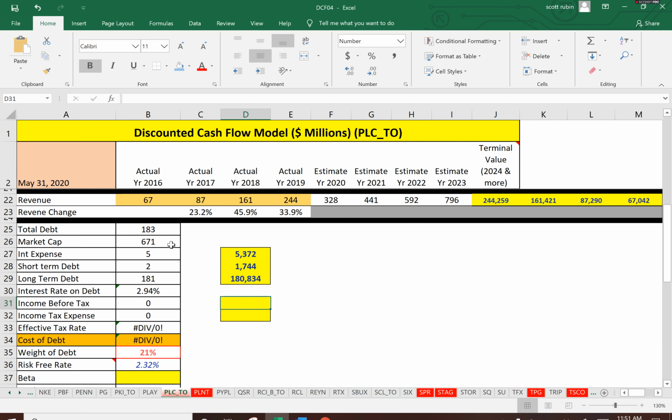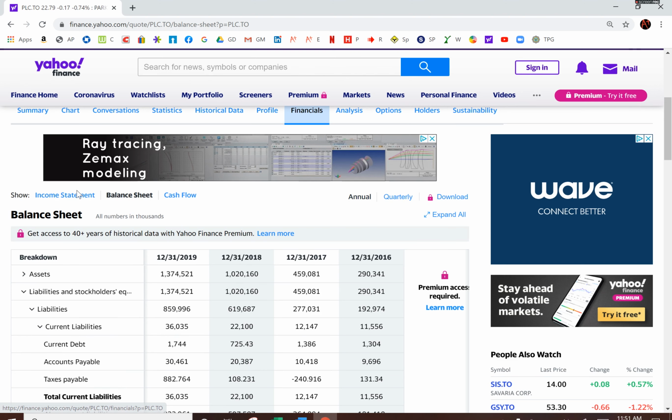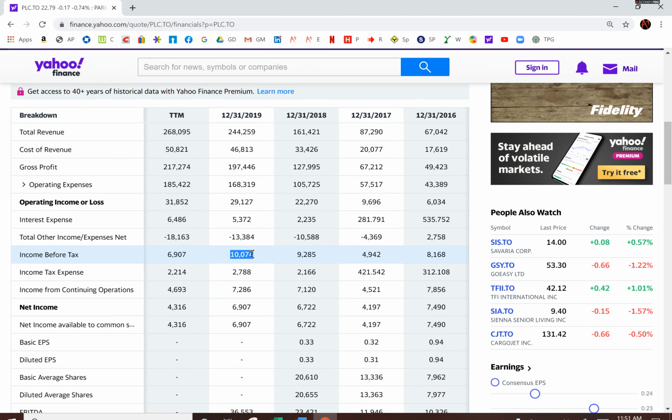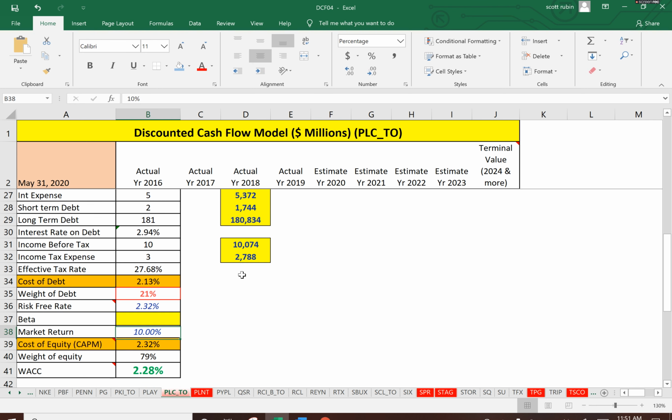So they pay 3% interest on the debt. But interest payments are tax deductible. So let's find out the effective tax rate. We'll go back to the income statement. Income before tax is 10 million. So it's a pretty small company. Income tax is 2.8 million. So the effective tax rate is 28%. So the cost of debt is 2.13%. And 21% of their capital structure is debt, which isn't too bad.